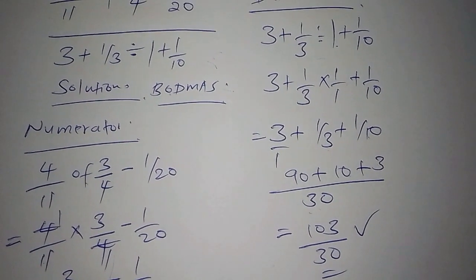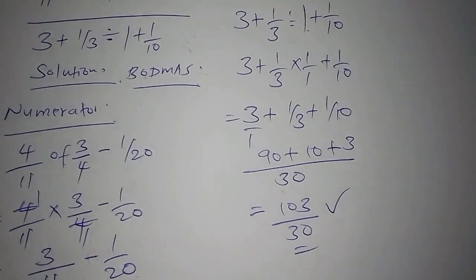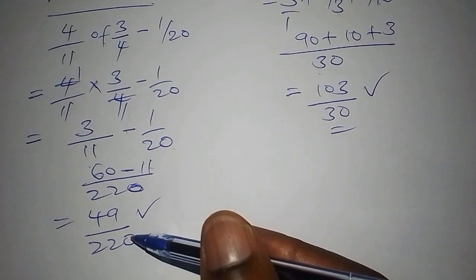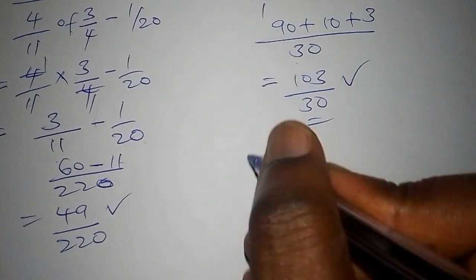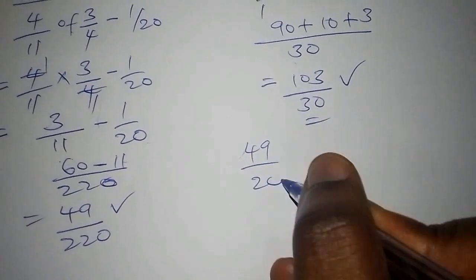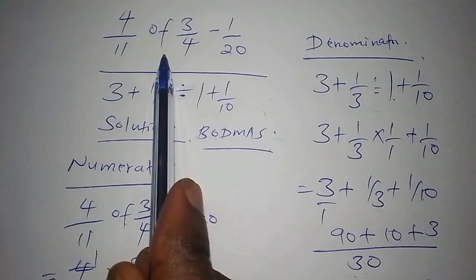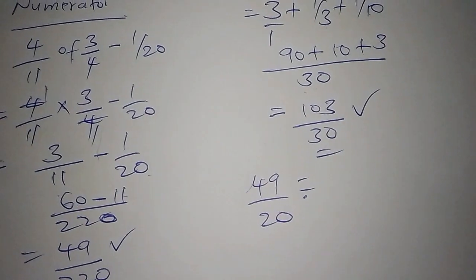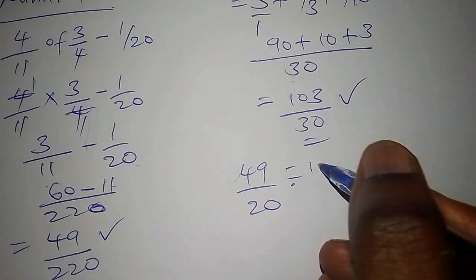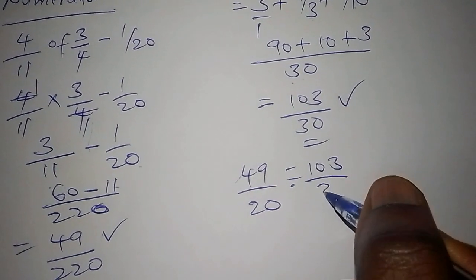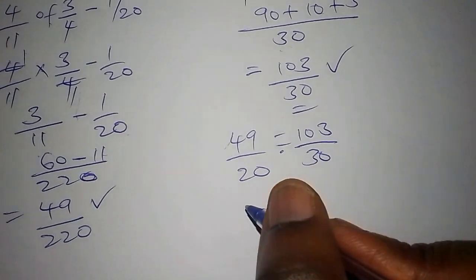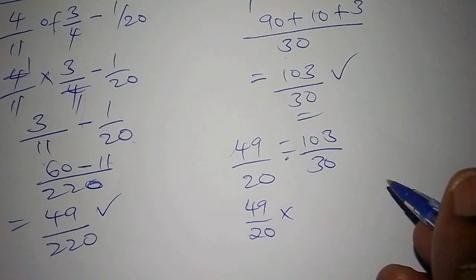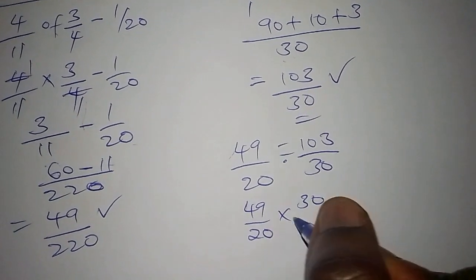So as we wind up the entire problem, our numerator was 49 out of 220, so we indicate it here, 49 out of 220. The line here means you divide by the answer that we got here, 103 out of 30. So when we finalize this, we get 49 out of 220, then we change this sign to multiplication, then we have 30 out of 103.